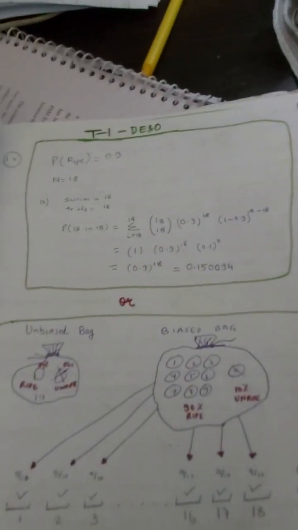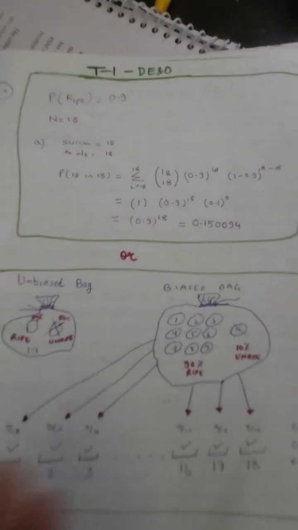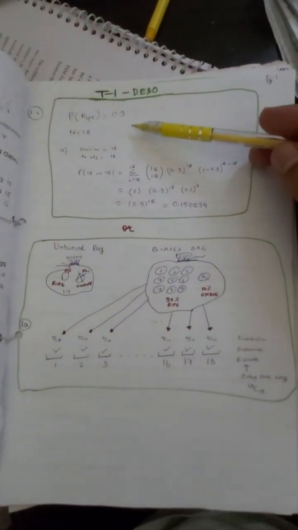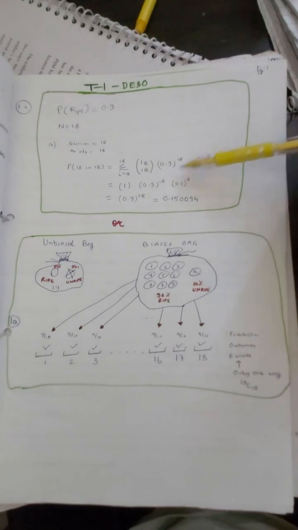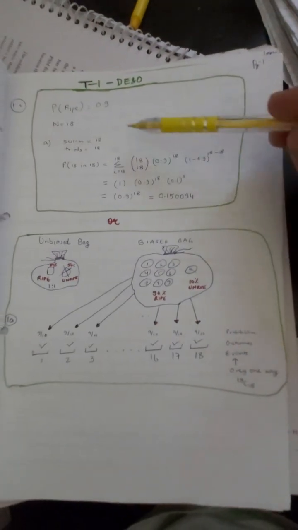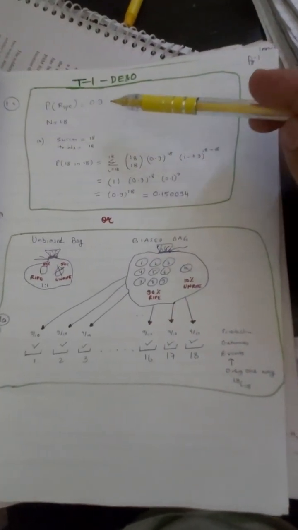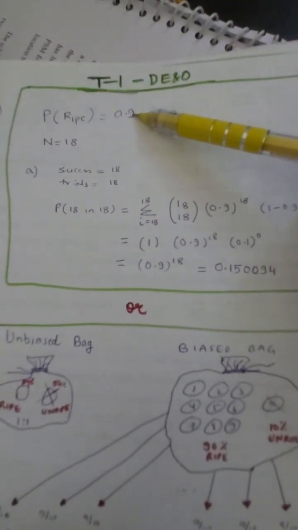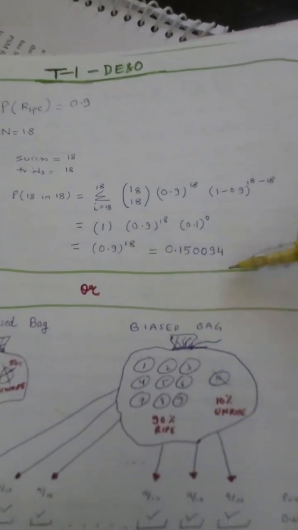So let us get a good understanding by applying both the biased and unbiased schemes. Basically we directly apply this formula. There is no unbiased case here, this is a biased case already. So n is 18 and the probability is this. We directly apply the formula and get this result.